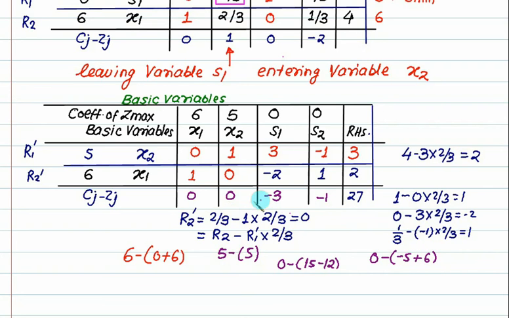If all these numbers are either 0 or negative, the optimal solution is reached. And therefore the x1 value must equal 2, and your x2 value must equal 3. That is the solution. And what is the profit?